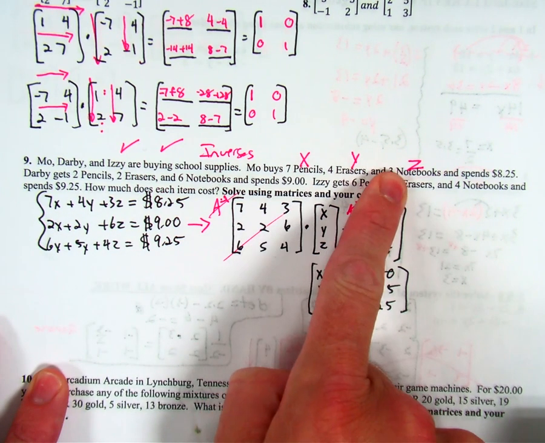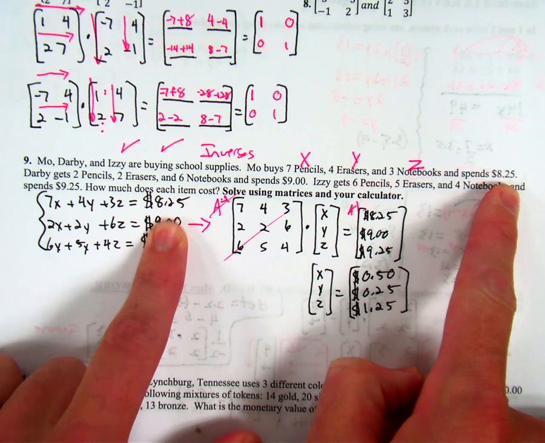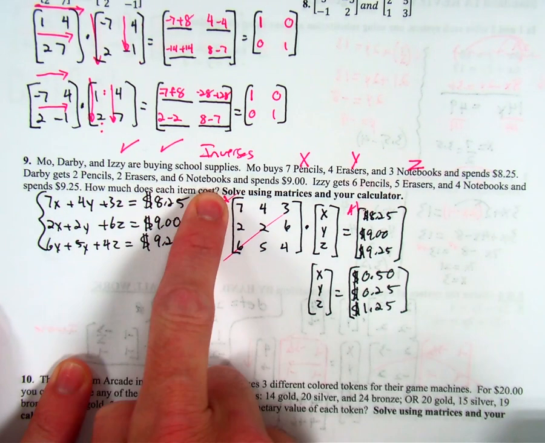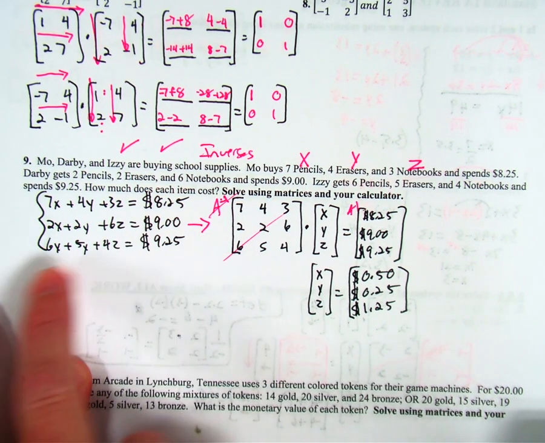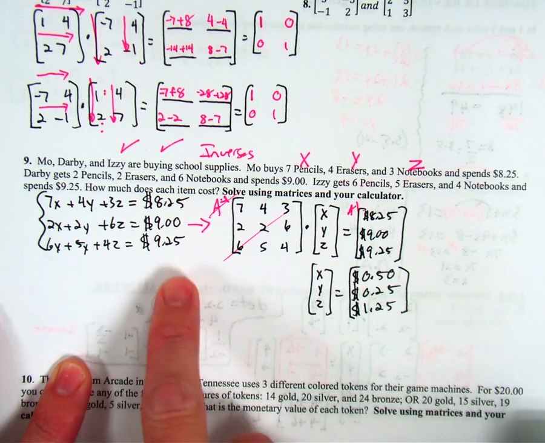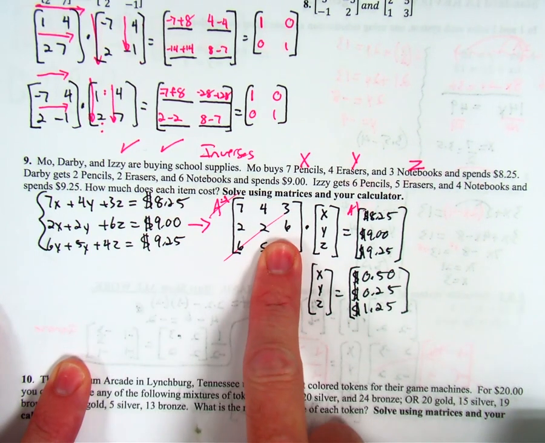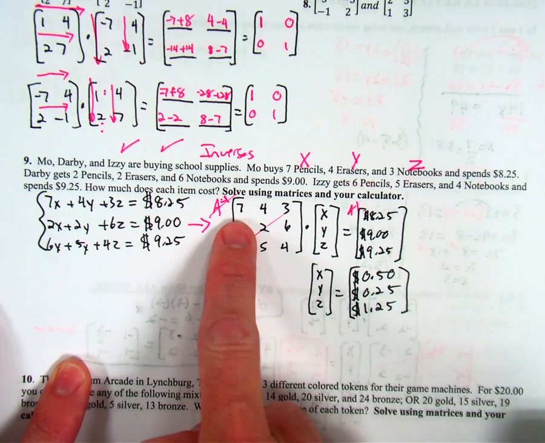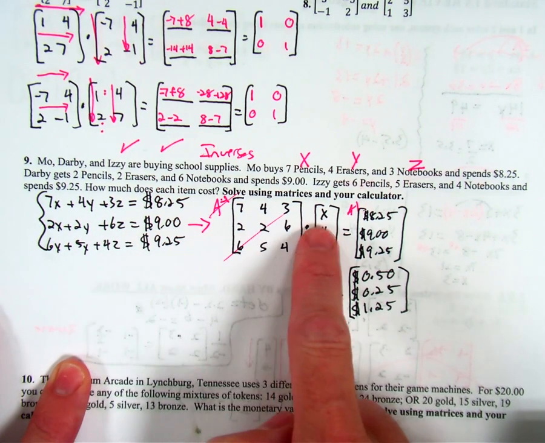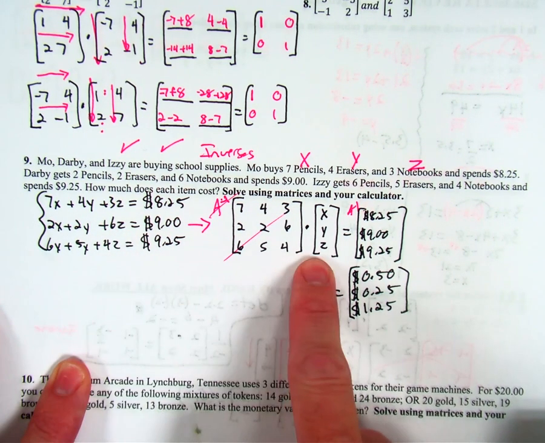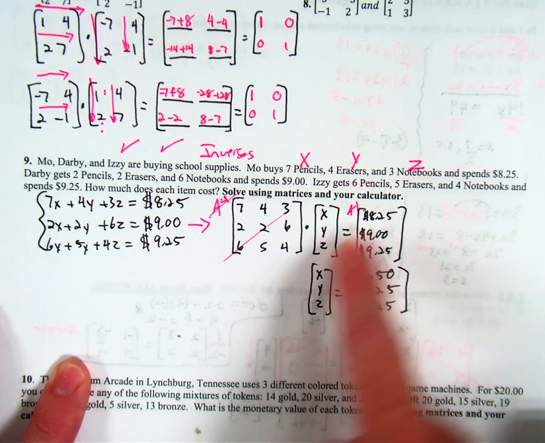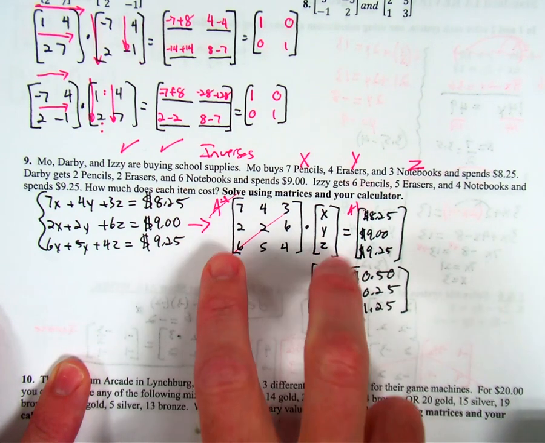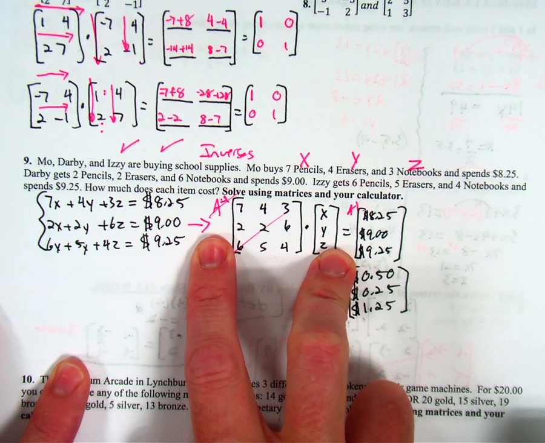Okay? We have to actually write out the system of equations. 7x, 4y, 3z, $8.25. 2, 2, 6, boom, boom, boom, $9. Okay, you got to write this out. Then you're going to take that into matrix form, 7 4 3, 2 2 6, 6 5 4, XYZ column, answer column. Also something that's very small but also very, very important.